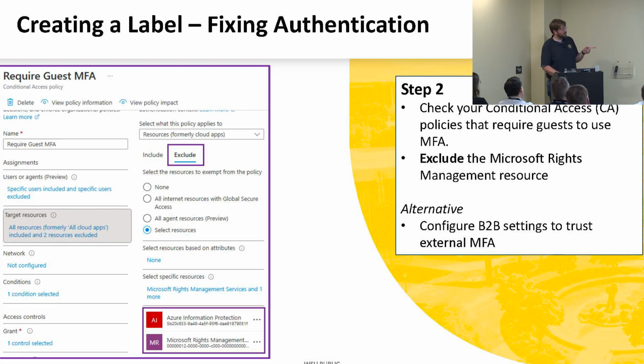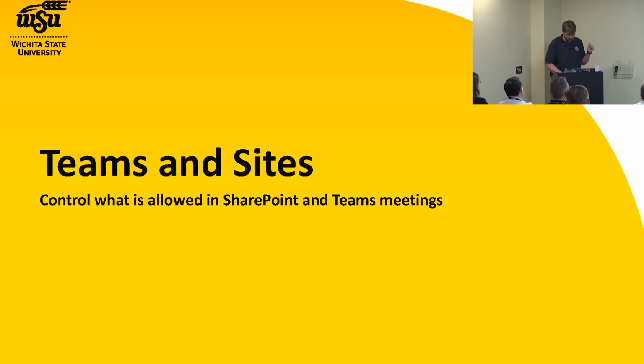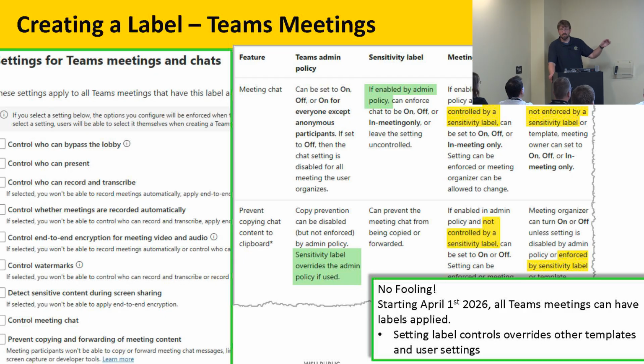Okay. Labeling can also be applied to teams and sites. The two things I want to hit here is if you do control your Teams meeting, whatever you set here will override what a user can set and what your Teams, if you have a template, it will override all of that. Labeling is typically at the highest tip of the hierarchy. So don't think that I'll turn chat off here as a convenience, and if the users want to, they can turn it back on if they need to. That's not how it works. Whatever you control here, the users cannot change. It will be disabled for them to look at.